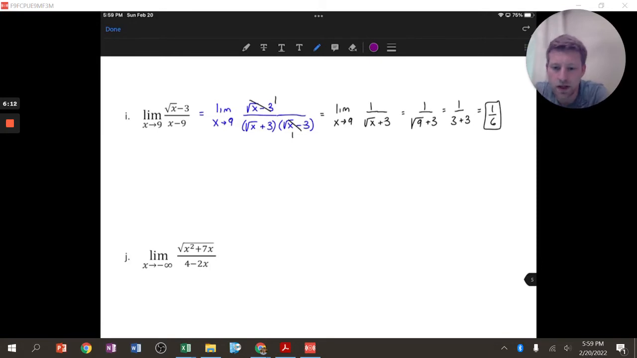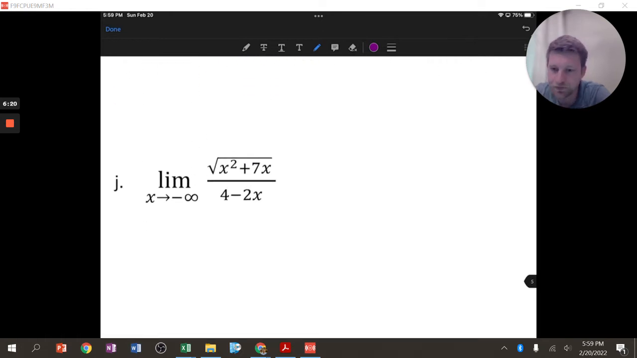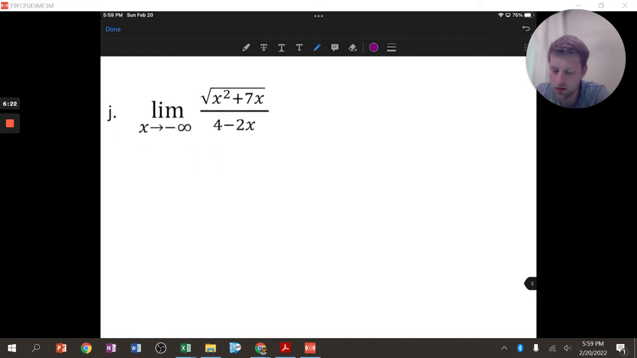So let's take a look at this second question, J. Come down below here. We're going to consider the limit as x goes to negative infinity of this quotient. So we'll start with the square root of x squared plus 7x, and then divide by 4 minus negative 2x.